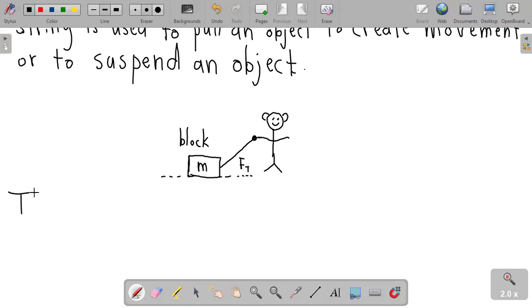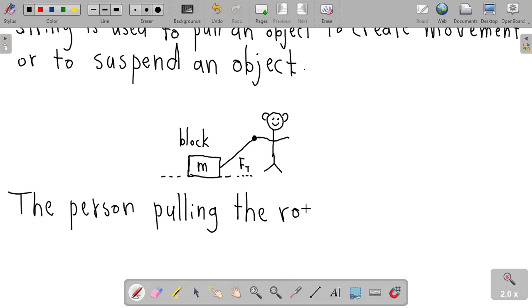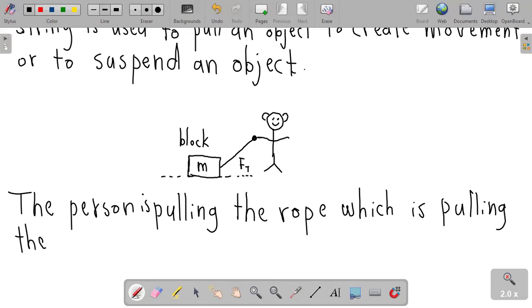So here we say what? The person is pulling the rope, which is pulling the block. She's pulling the block.